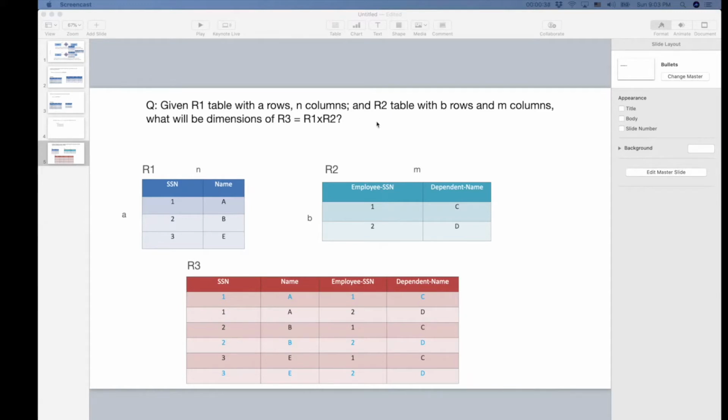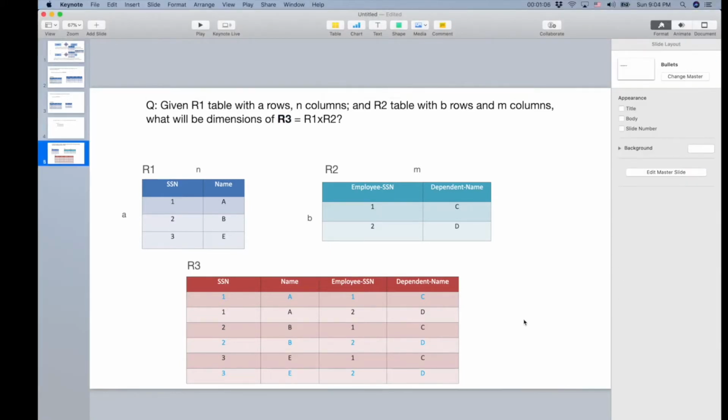And let's assume we have another relation table, R2. R2 has B rows and M columns. Then the question will be, what will be the dimensions or size of a new relation R3 equal to R1 times R2? How many rows and how many columns will we have for R3? You can pause here if you want to think about this. We will release the answer very soon. I hope you have an answer ready on your papers, right?